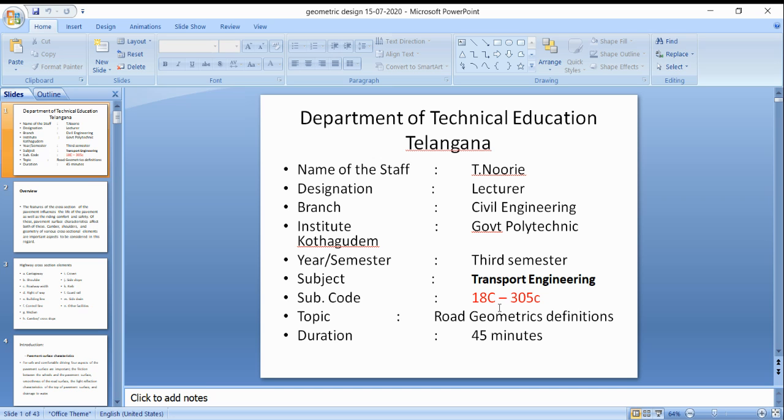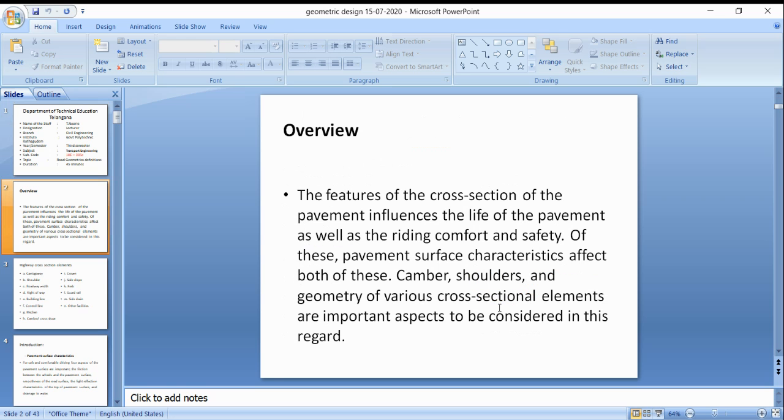This is about the component parts of the road structure. Next, we are going to study the road geometrics. We are still in road geometries. The cross section of the pavement influences the life of the pavement, so the life of the pavement depends on the cross section.